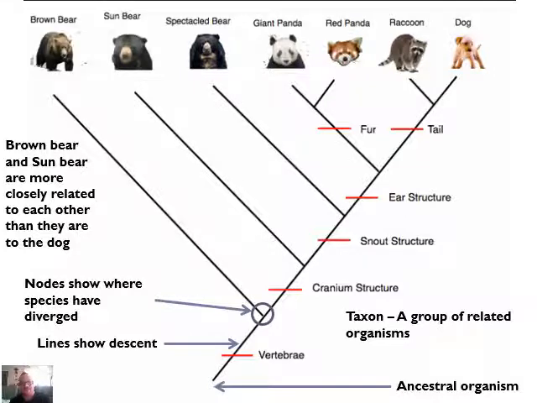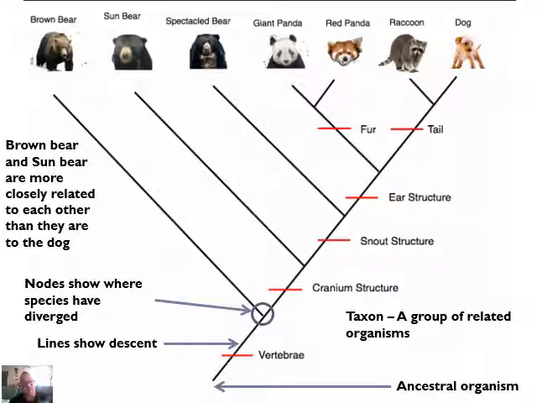So for instance, we had the brown bear, then the cranium structure, or the skull structure, had actually changed. This caused the sun bear to arrive. Once the sun bear was living for a bit, then the snout structure changed because of some random mutation, and this gave rise to the spectacled bear.